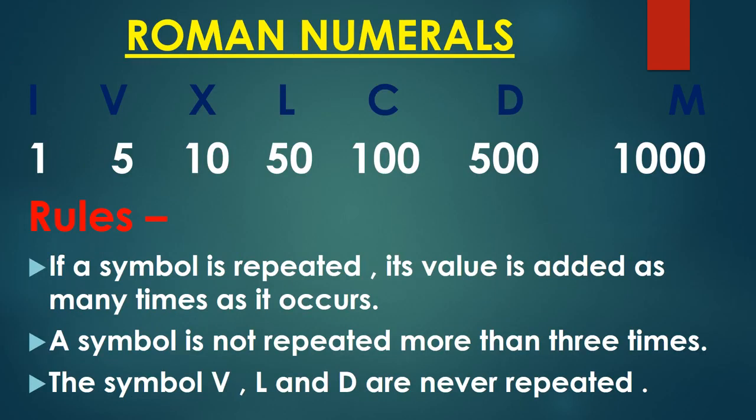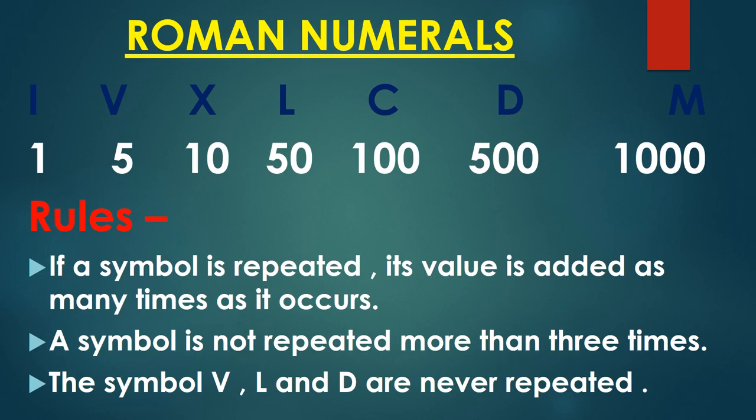Next topic is Roman numerals. I am telling you some basic symbols and their Hindu-Arabic numerals. I stands for 1. V stands for 5. X stands for 10. L stands for 50. C stands for 100. D stands for 500 and M stands for 1000.